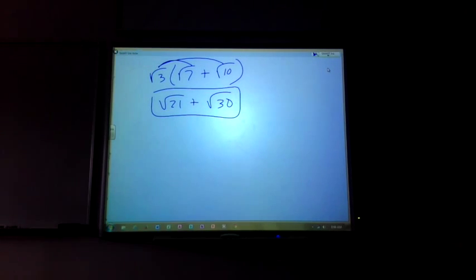That's like saying x plus y. What's x plus y? x plus y. Good. What's root 21 plus root 30? Root 21 plus root 30. It can't break down any further.